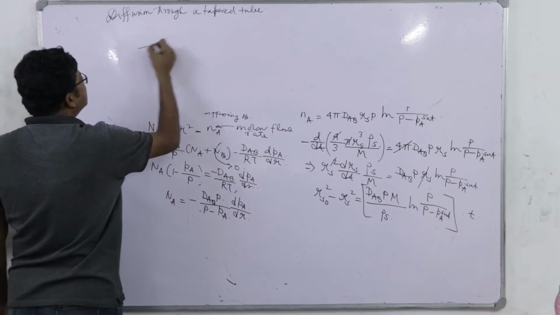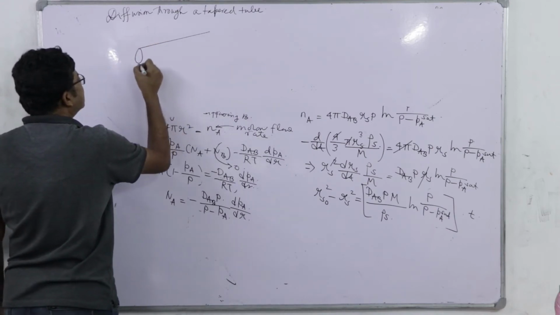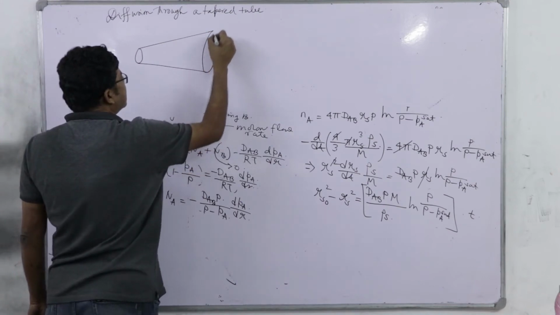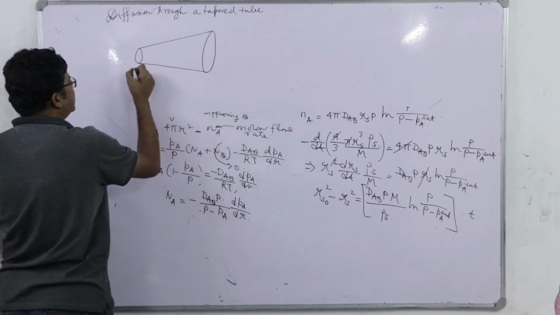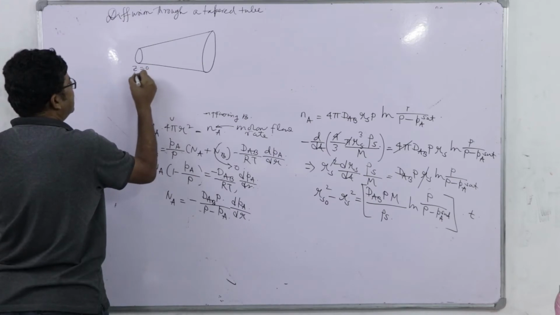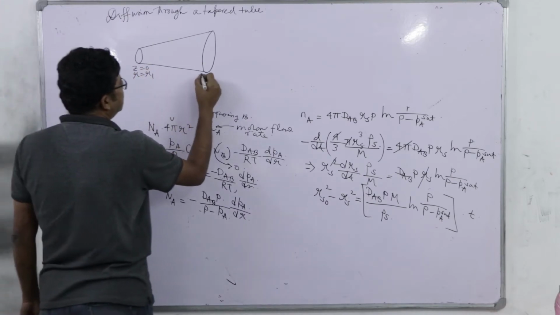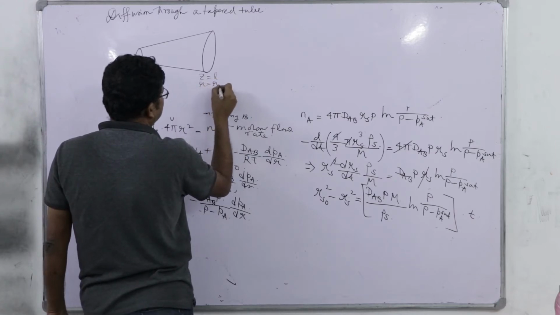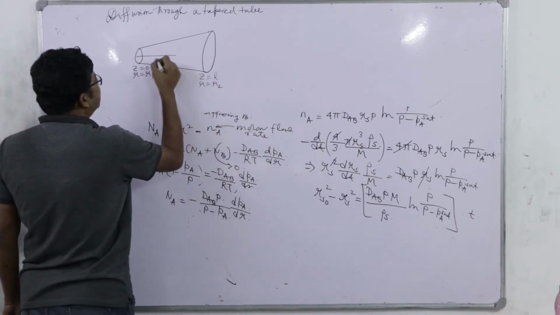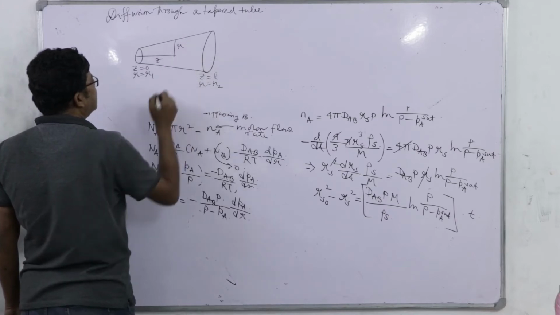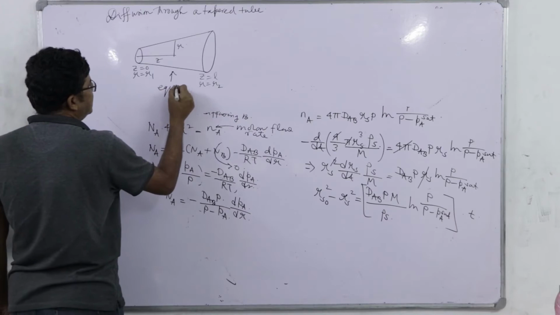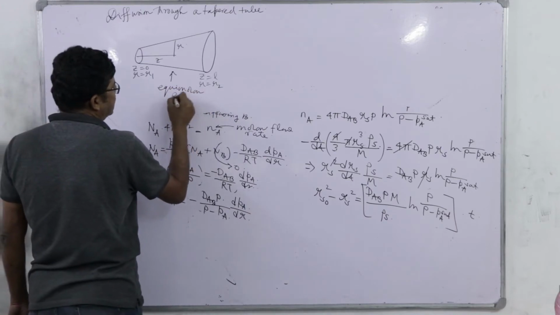So, here let us say it is diffusing through the tapered tube. Here Z is equal to 0, R is equal to R1; Z is equal to L, R is equal to R2; and at Z it has got a radius R, right. And we have a case of equimolar counter diffusion.